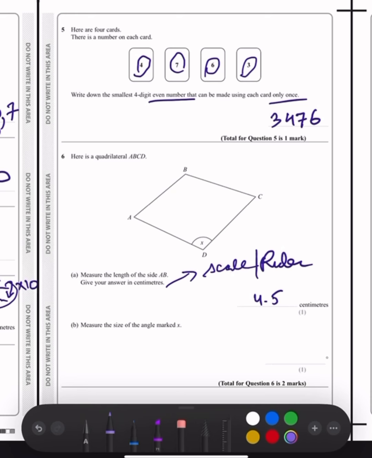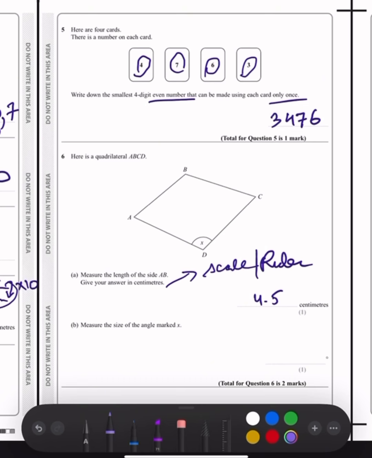It differs in every single exam you do and every single mock you do, and even the short test, the mark scheme differs everywhere. Somewhere it's a bit lenient, somewhere it's a bit strict. So please take care of that and try measuring as accurately as you can with the scale. So we have 4.5 here, and then the next question is measure the size of the angle marked X.